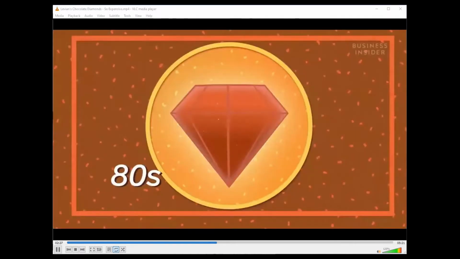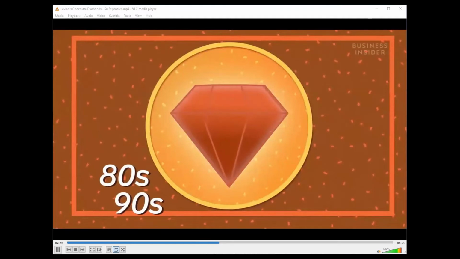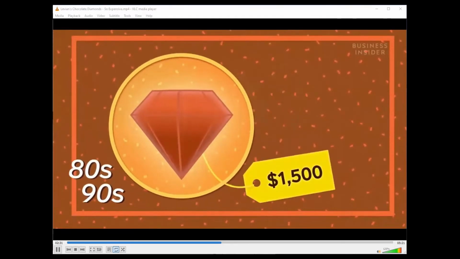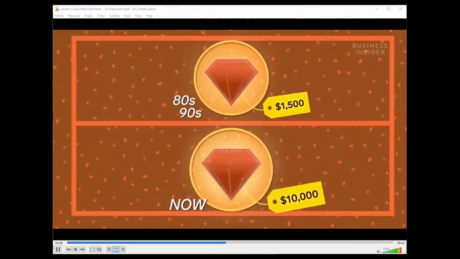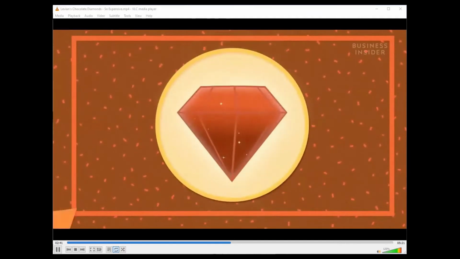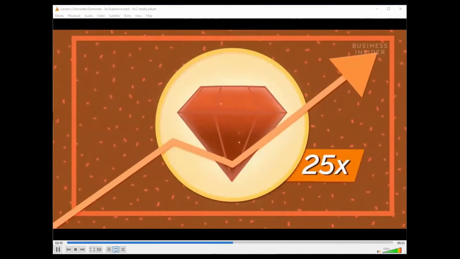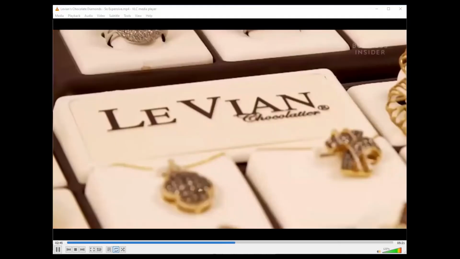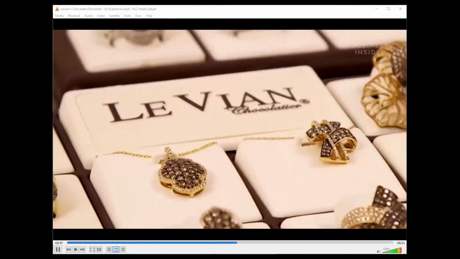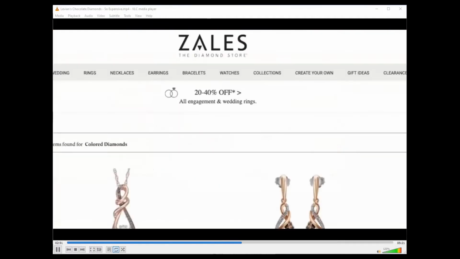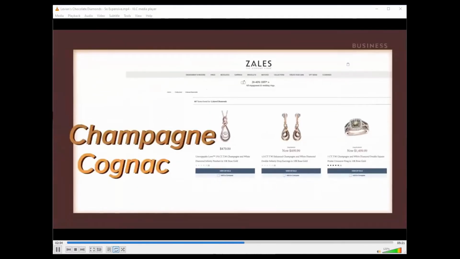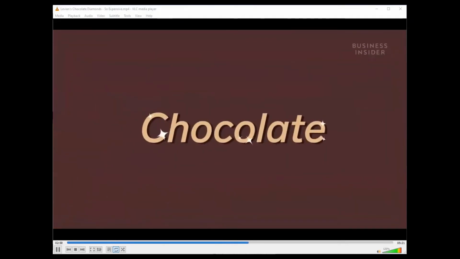In the 80s and 90s, quality brown diamonds were worth about $1,500 per carat. But now, many sell for up to $10,000 per carat. And the price of larger stones has risen even more, by as much as 25 times. Leveons isn't the only company that has tried to rebrand brown diamonds. Jewelers like Zales have called them other names like champagne, cognac, and cappuccino. But chocolate was the name that really took hold.